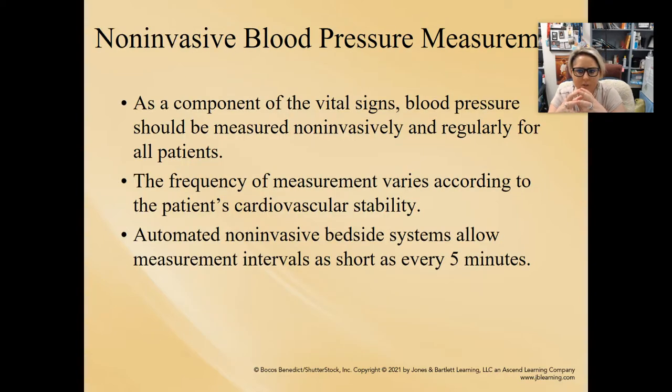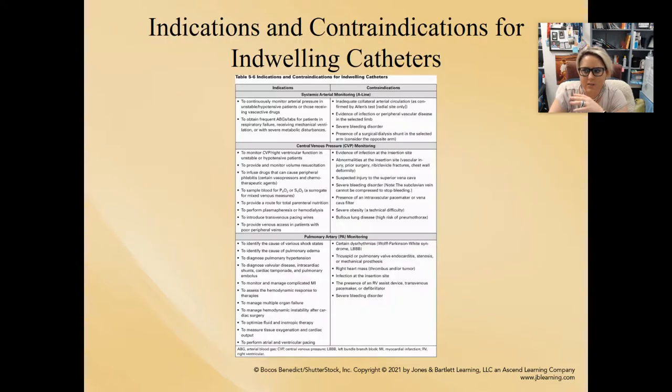So non-invasive blood pressure measurement, we know it's a component of vital signs. Blood pressure should be measured. The frequency of measurement varies according to the patient's cardiovascular stability, and an automated non-invasive bedside system allows you to do it every 5 minutes. And then you have your indwelling catheter.